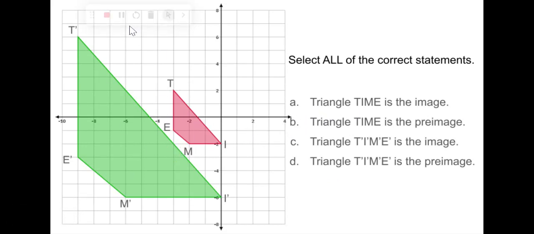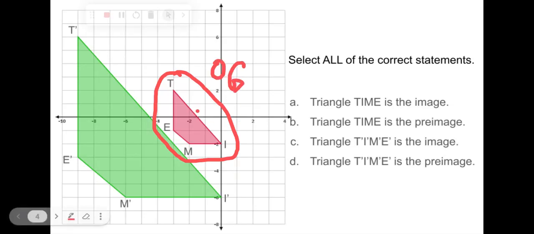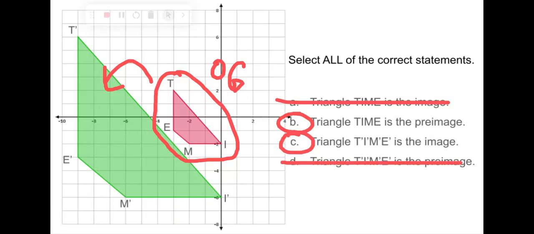So let's see. Triangle or quadrilateral TIME is the red one. That's this one right here. And it doesn't have the prime. So this is the original or the pre-image. So B is correct. It's what we start off as. And then it gets really big. So this green one is the image. So B, C. So this time our shape is growing.